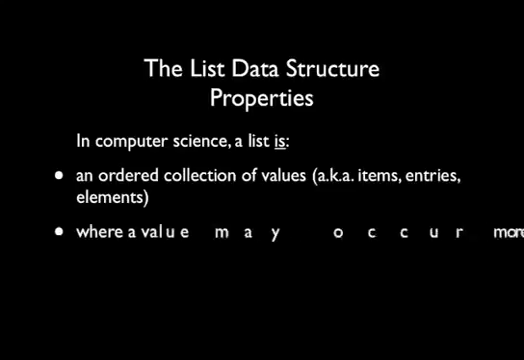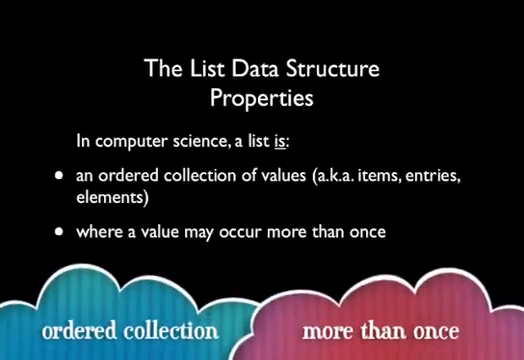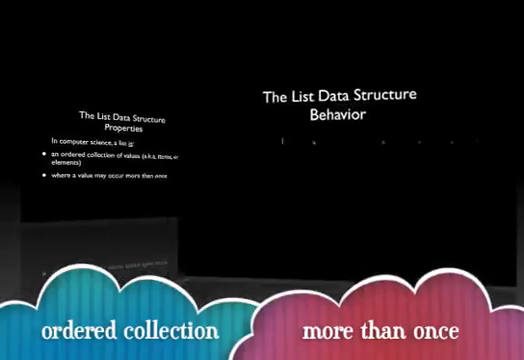A list is a data structure that's best described by its properties and behavior. What are the properties of a list? A list is an ordered collection of values where a value may occur more than once. There are a couple of important phrases in there. The first is ordered collection, which means that the order in which you put things in the list is important. So 1, 2, 3 and 3, 2, 1 are different lists. And the second is that a value may occur more than once, which means duplicate values are allowed. So these are the two things that distinguish a list from a set.